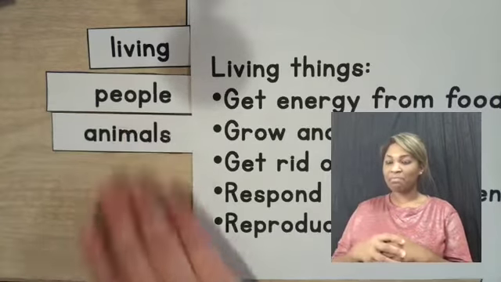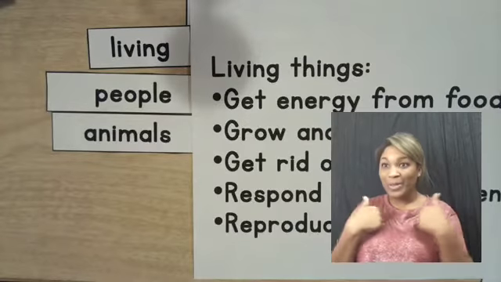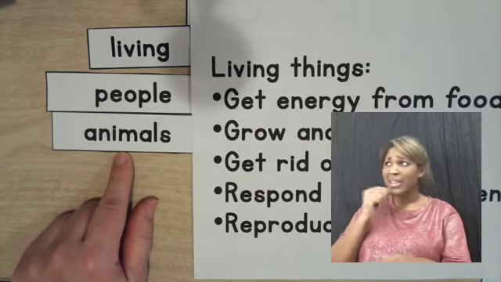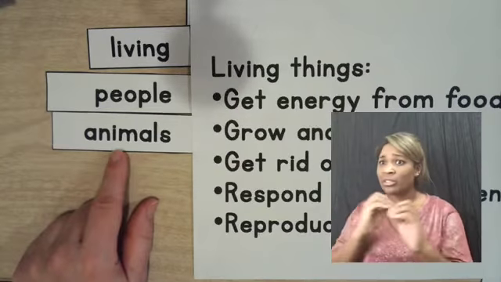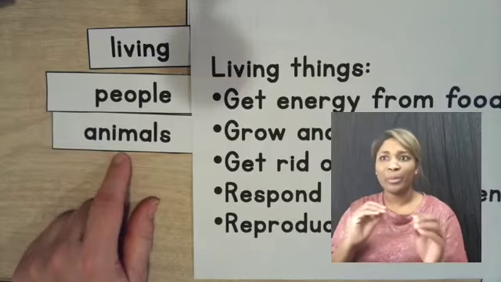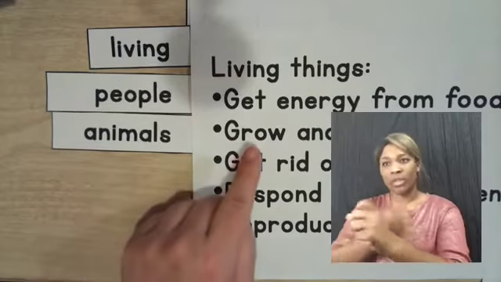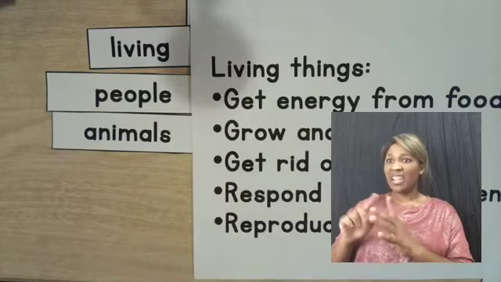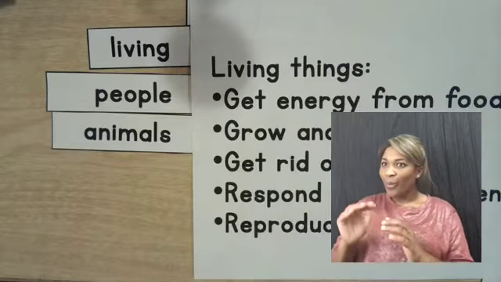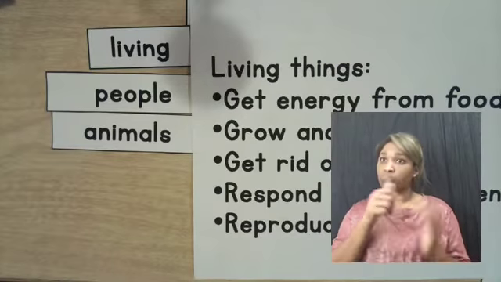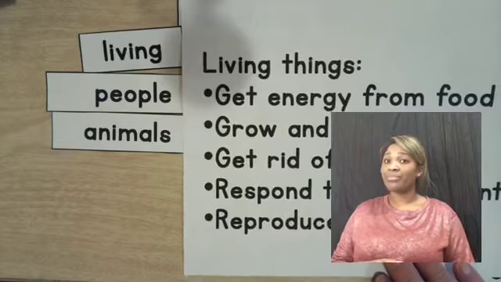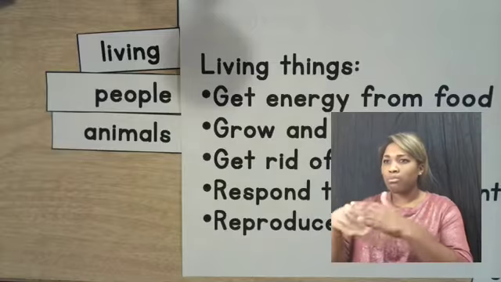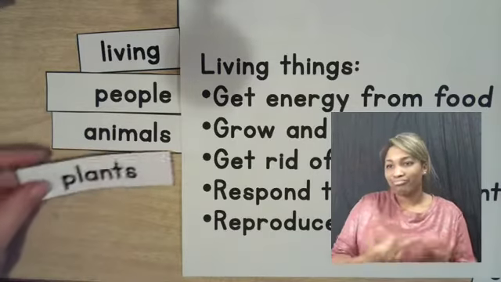Animals. Animals are living things. They get energy from food. If they didn't eat, they would not have energy. They would not feel like moving around. They would be very hungry. So they get energy from the food that they eat. They grow and they develop. They're babies, and then they get bigger. They get rid of waste. They go to the bathroom. They respond to their environment, and they reproduce.